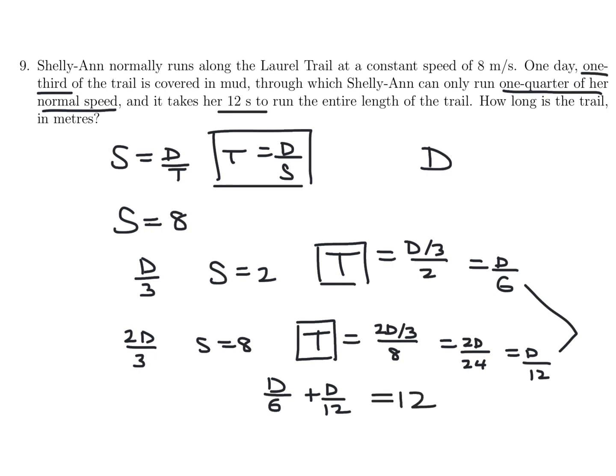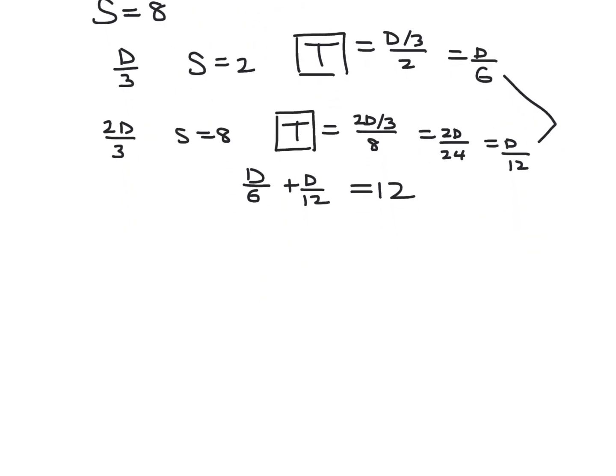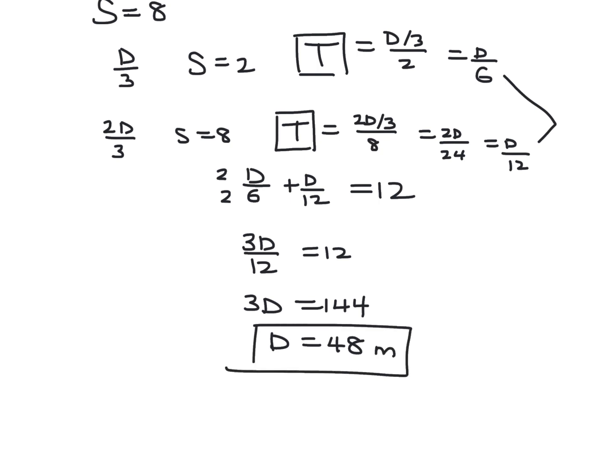So that's the equation, and we will solve it. 3d over 12 is 12, so 3d is 144, and therefore d would be 48. So 48 meters is the answer to this question.